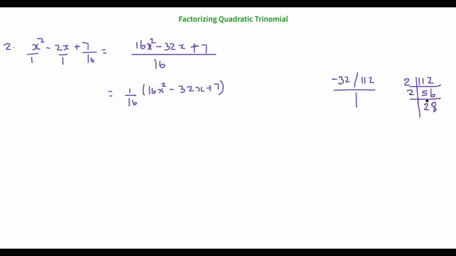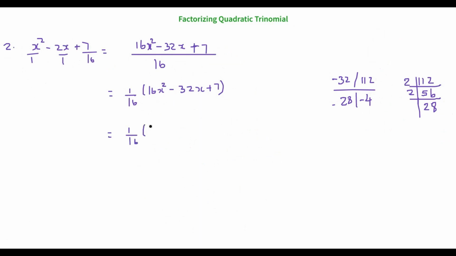So this is an easier way to find the factors. Here we can take it as 28 and 4. Since we need minus 32, I'll put minus 28 and minus 4. So minus 28 and minus 4 will be minus 32, and minus 28 times minus 4 will give us plus 112.